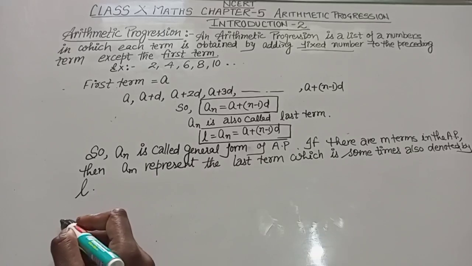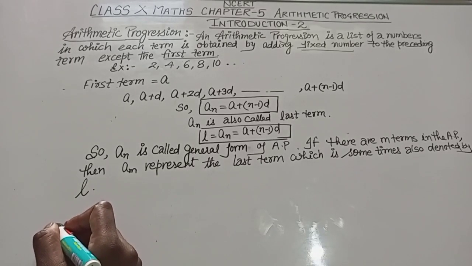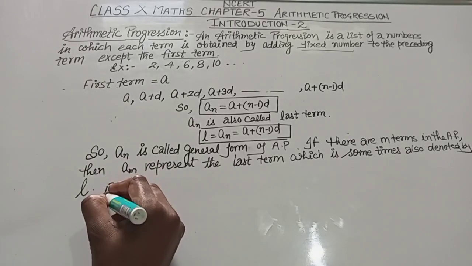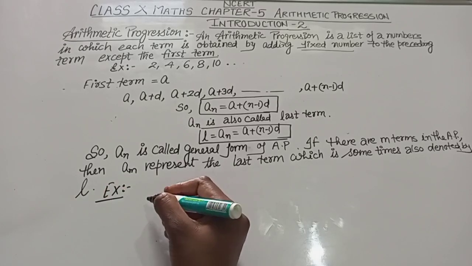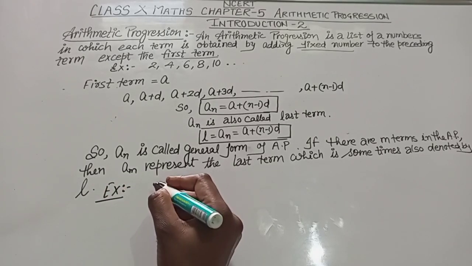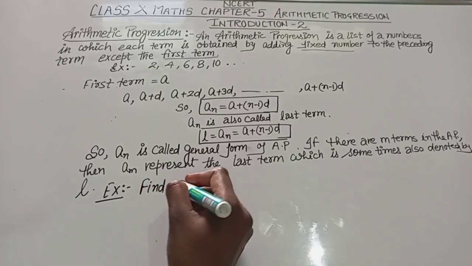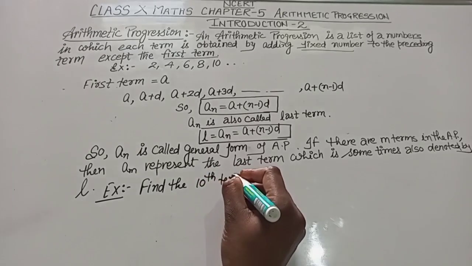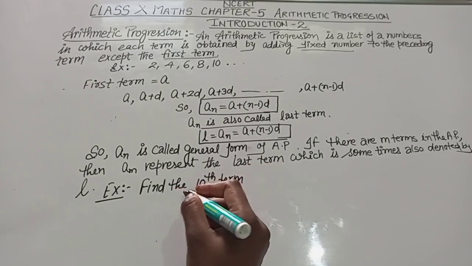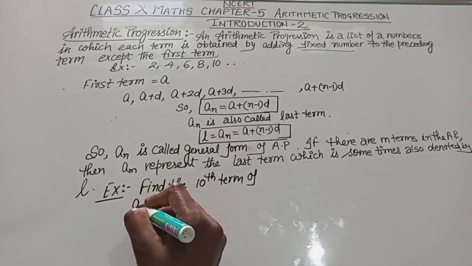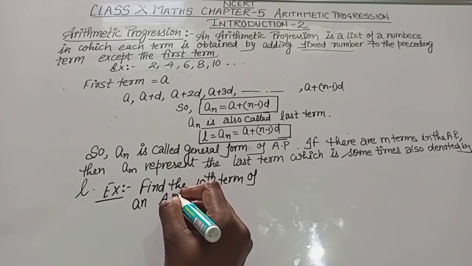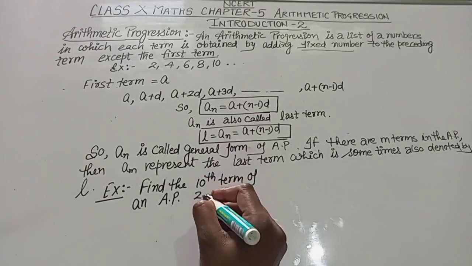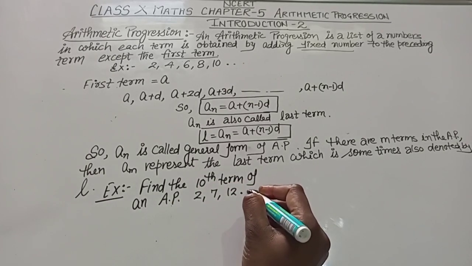Okay, example one. The next topic is the nth term from last, but first I took an example of this one. How can you find the nth term? The example is: find the 10th term of an AP 2, 7, 12 and so on.